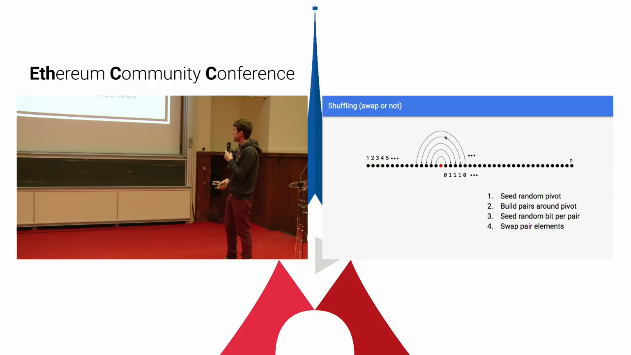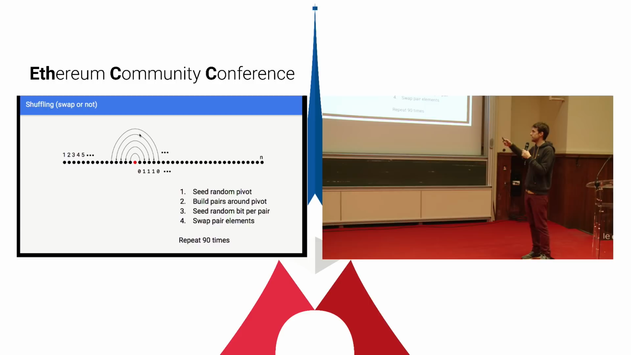And then you just repeat this process 90 times. So cryptographers have proven that this is a pseudo-random permutation, meaning that the permutation that you get after doing this looks like a random permutation, so this is what we want.